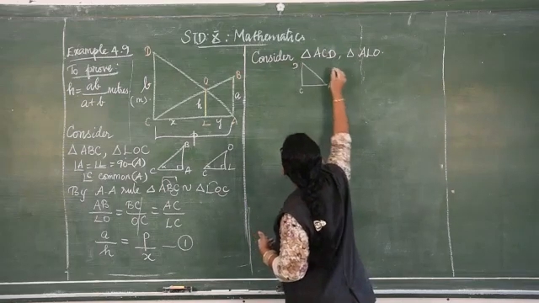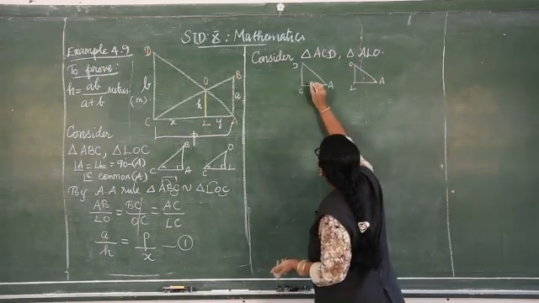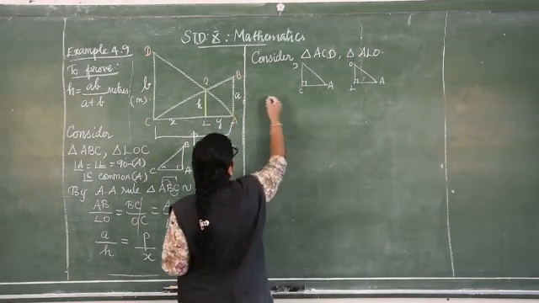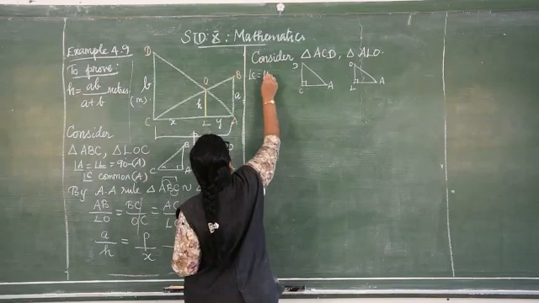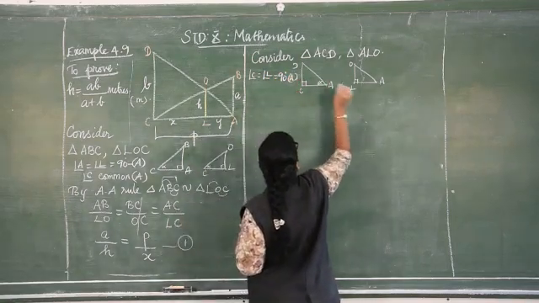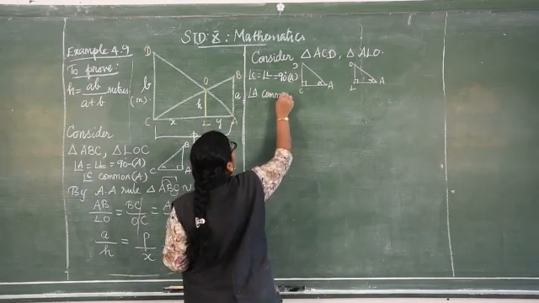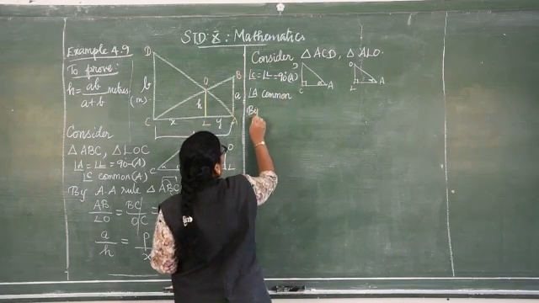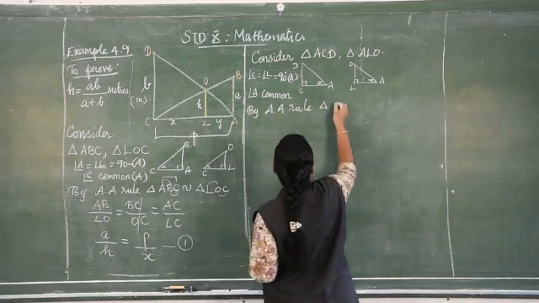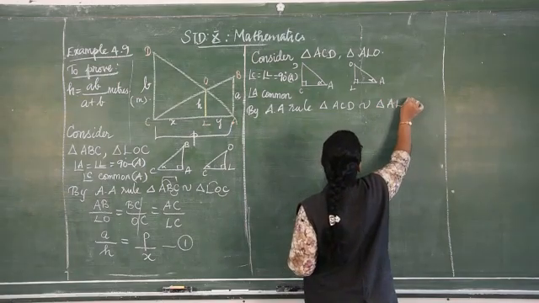A, C, D and A, L, O. Again these will be poles, at 90 degrees. So we know that in the triangles, the measure of angle C is equal to the measure of angle L, which is equal to 90 degrees. And the measure of angle A is common. So angle A is common. Therefore, by the AA rule, we write the same condition: triangle ACD is similar to triangle ALO.